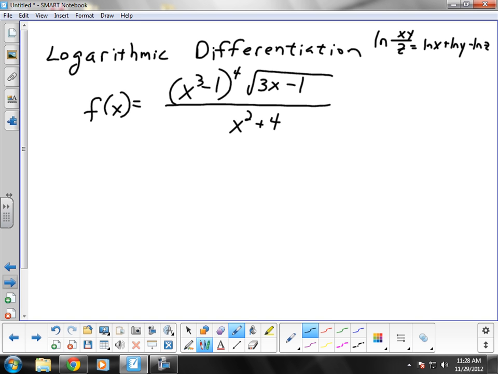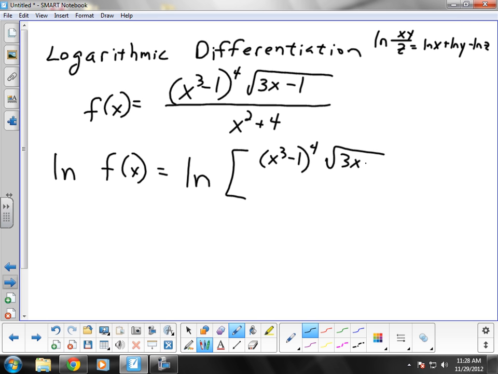And so if then I took the ln of both sides of this equation, right? Wouldn't it make it a whole lot easier if I could use that property and pull it apart and just find one piece at a time? And I have the right to do that, right? The ln of f of x is equal to the ln of x to the third minus 1 to the fourth times the square root of 3x minus 1 over x squared plus 4.